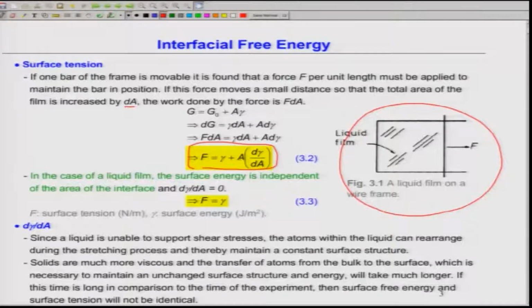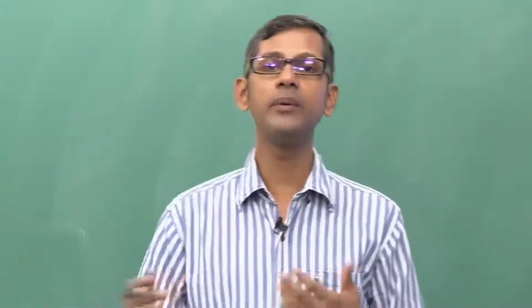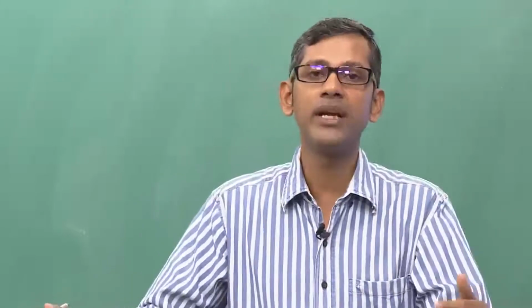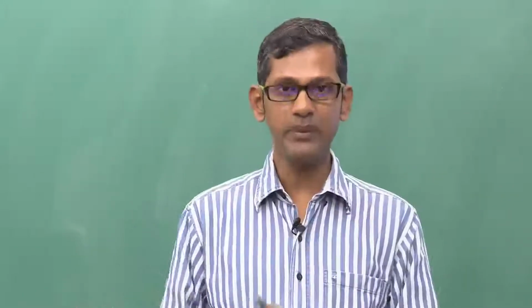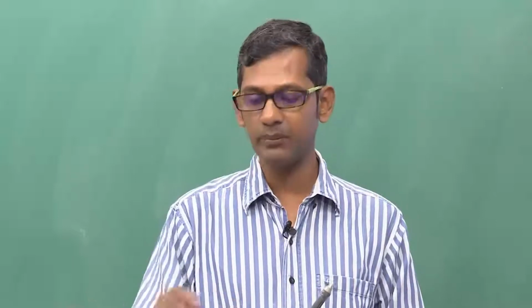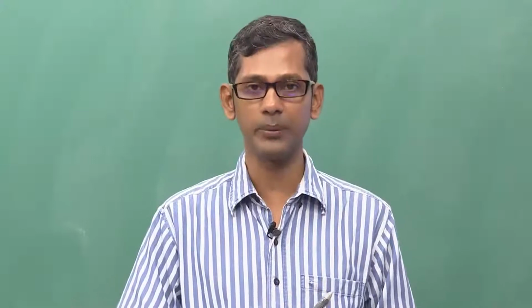Now, for liquids the surface energy is always independent of the area, that I will explain why. That is why for liquid you always assume d gamma by dA is 0, and that is why F becomes completely equal to gamma. Why is it so? Because a liquid will not be able to support any shear stress. If you apply shear stress, liquid atoms will basically rearrange themselves, and that means the stretching of this film by application of the force F is equivalent to application of shear force on a liquid.